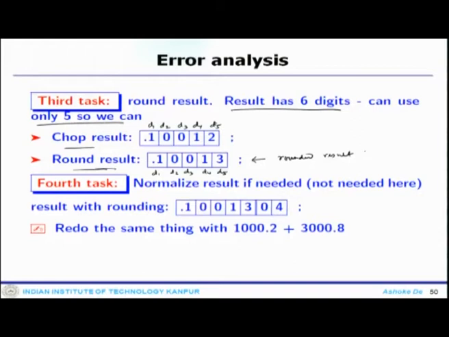So, what you can do now, you can normalize the result if it is required, but particularly for this example you do not need to normalize anything. So, with rounding you can write, these are my 5 digit accuracy mantissa D4, D5, and these are E1, E2. So, this would be the final result, and if you do that you have already rounded off.